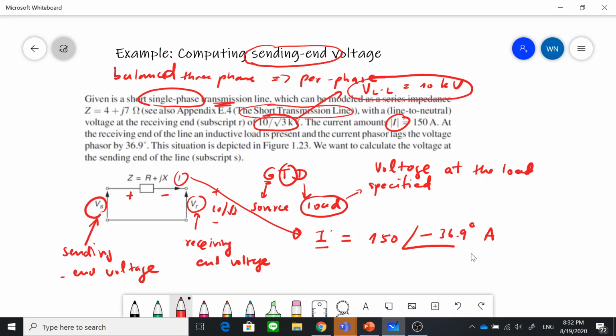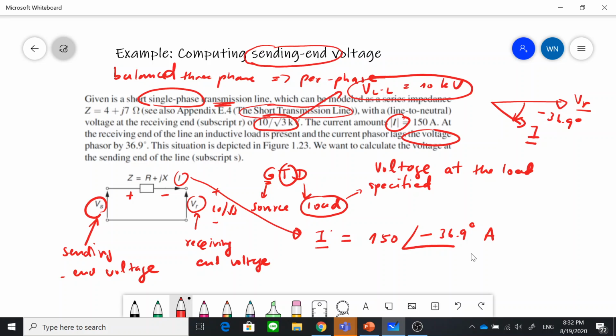Okay, that's why we can say the current lags the voltage. So you have to put the voltage as a reference. So now it means that this is VR and the I just lags the VR by the angle of negative 36.9 degrees, right? That's why we have the lagging power factor. The situation is shown in this figure.